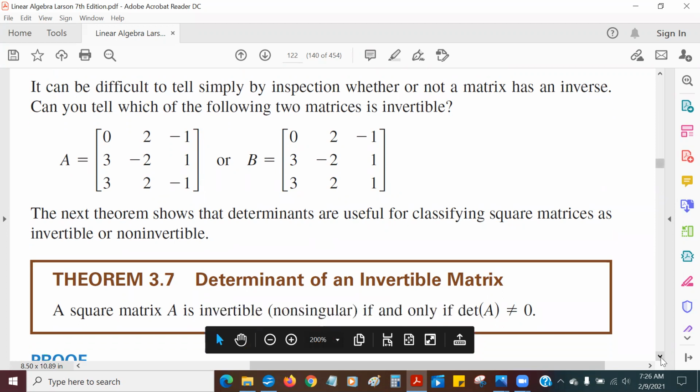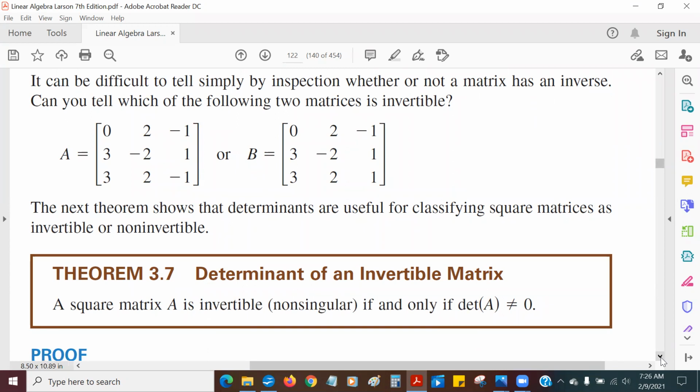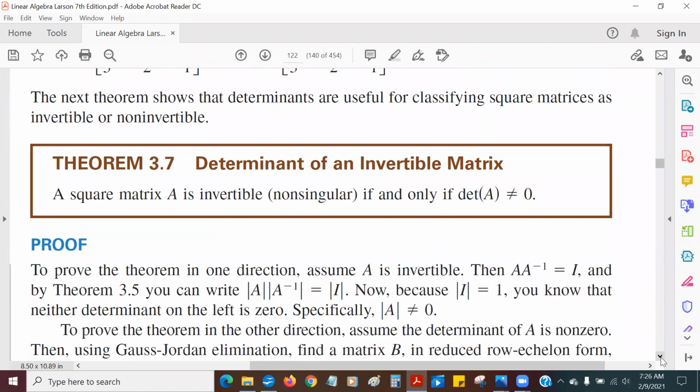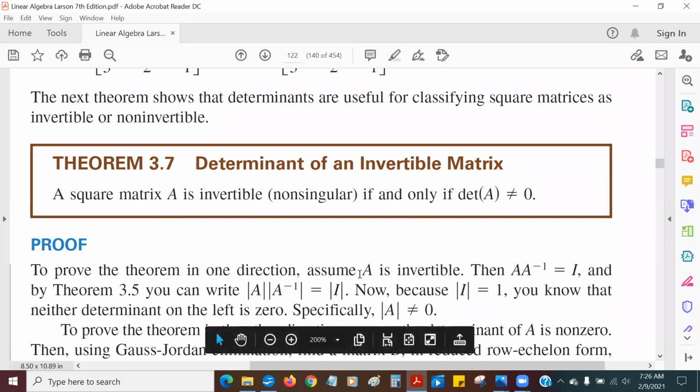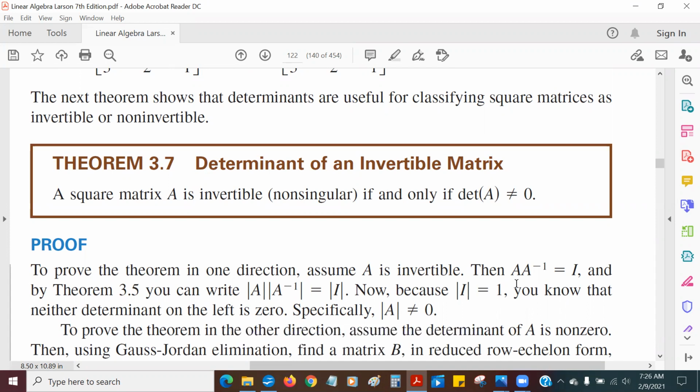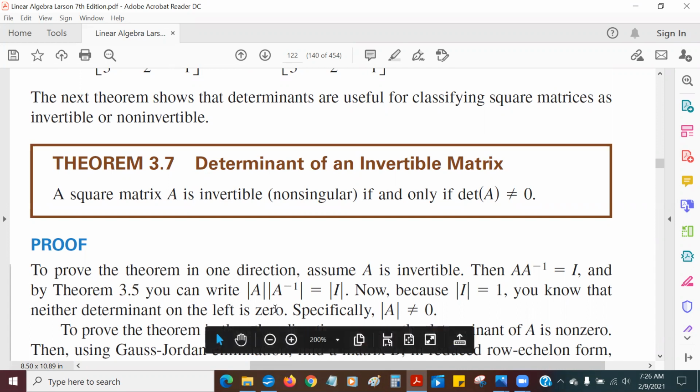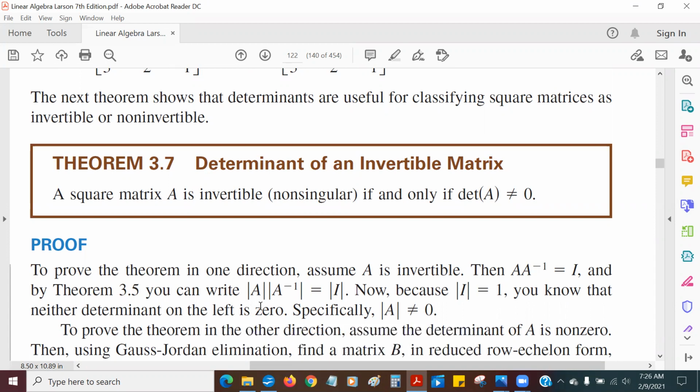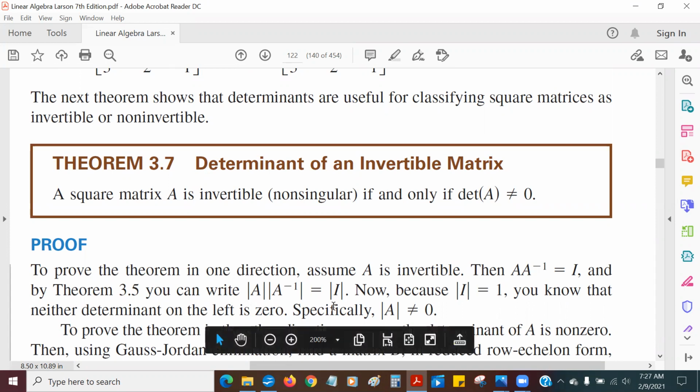Now, this theorem is very cool and awesome, and the proof is going to be very simple based on what we just did with products. If A is invertible, that means it has an inverse, and if I multiply A times the inverse, I get the identity matrix. We learned that the determinant of a product is equal to the product of the determinants. So the determinant of A times the determinant of A inverse equals the determinant of the identity matrix, but that is equal to 1.